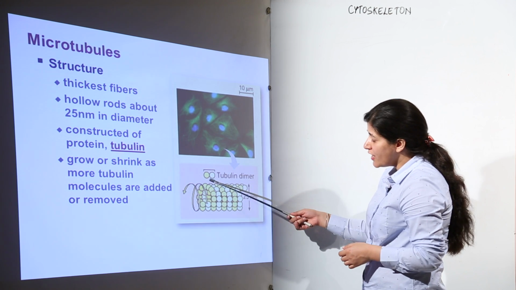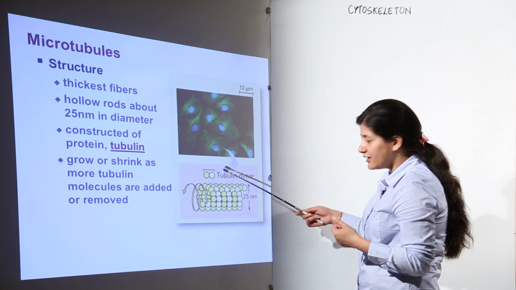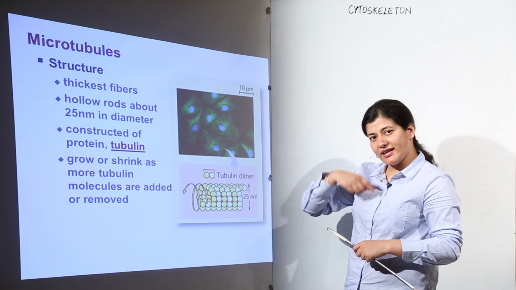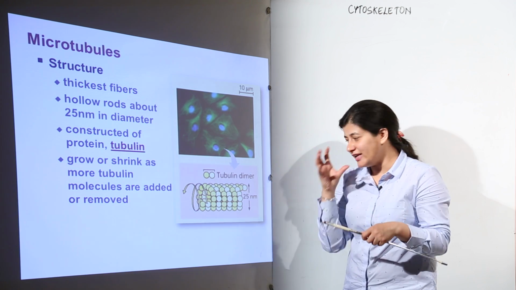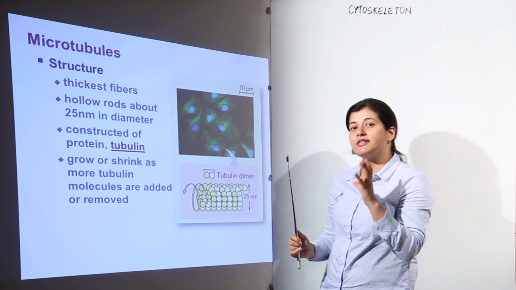Microtubules, as you can see, are made up of tubulin. Now tubulin is also a protein. There is a dimer, that is, alpha tubulin and beta tubulin are present. The dimer is formed and then the dimer undergoes coiling, leaving a hollow space which is around 25 nanometer. It is just like a spring.